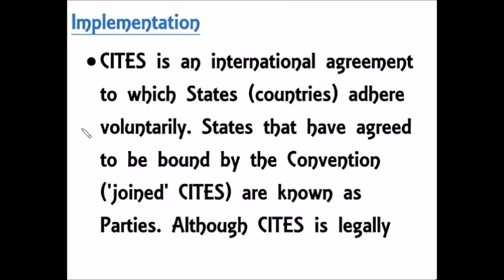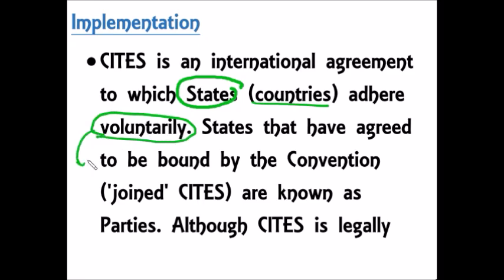What about membership, or simply implementation of the CITES Convention? States or countries can become members of CITES voluntarily, meaning there is no compulsion for them to become a member. But once they become members, they will be called parties to the convention. Once they become a party, CITES places legally binding obligations on the parties or member countries to take certain measures.